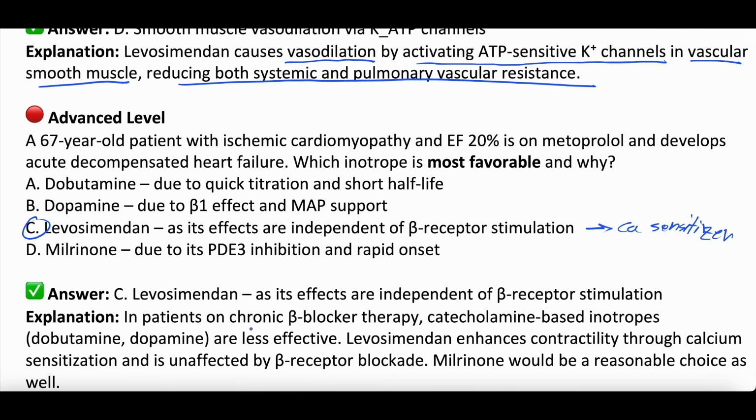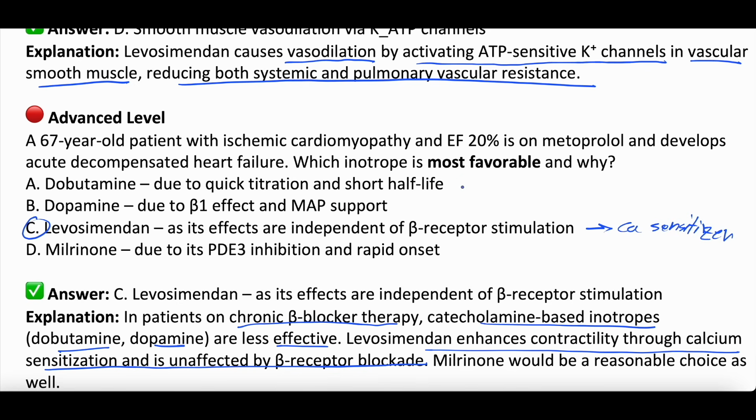So in patients on chronic beta blocker therapy, catecholamine-based inotropes like dobutamine and dopamine are less effective. Levosimendan enhances contractility through calcium sensitization and is unaffected by beta receptor blockade. Milrinone actually would be a reasonable choice as well, which we put in there just so you'd think more about it. But this explains the other options.